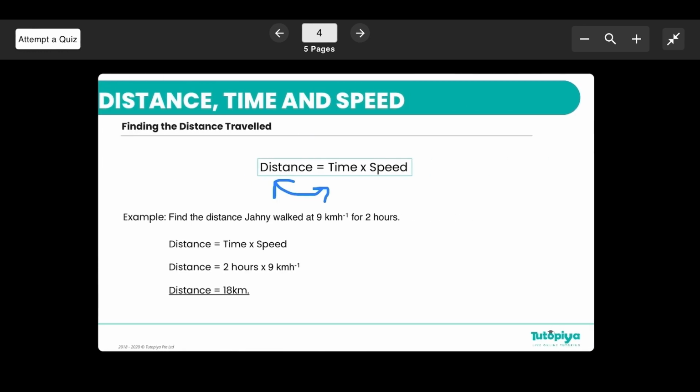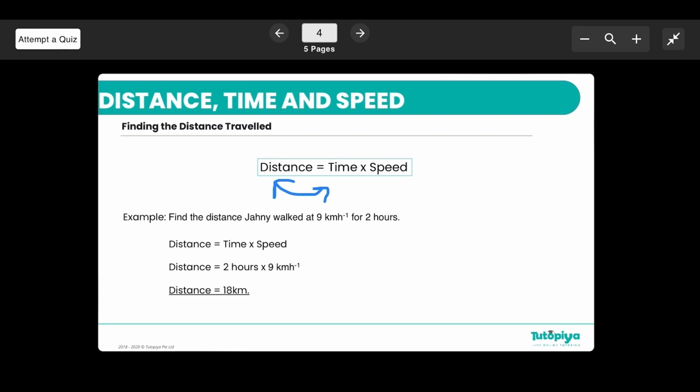And again, another rearrangement, which is distance equals time times speed. So for example, for a question where the speed is 9 kilometers per hour for 2 hours, and we want to find out the distance, well, we just have to multiply the two, and we know that it's kilometers again because it's kilometers per hour that the speed is given in. So 18 kilometers is the solution there.